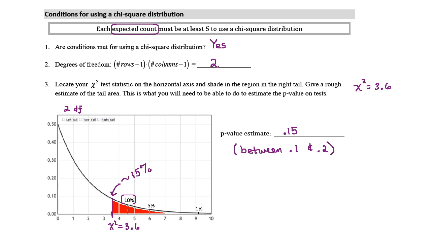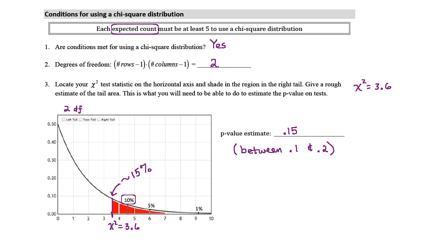Now, the way that we write our conclusions is, at least in part, very similar to what we've done on previous tests. We can still describe the strength of the evidence based on the p-value. A p-value of 0.15 is right about on the edge of what we might consider to be weak evidence or no evidence. So we could go with either of those answers here.